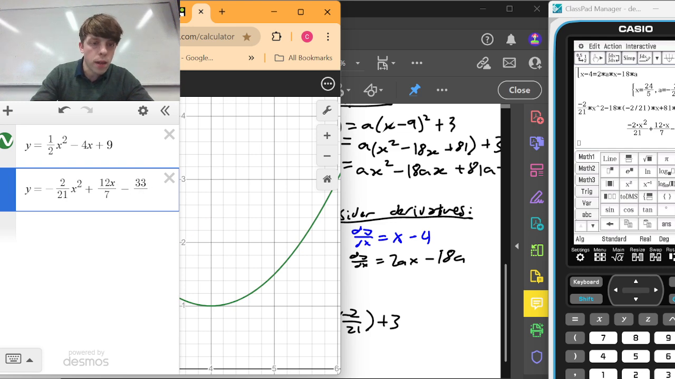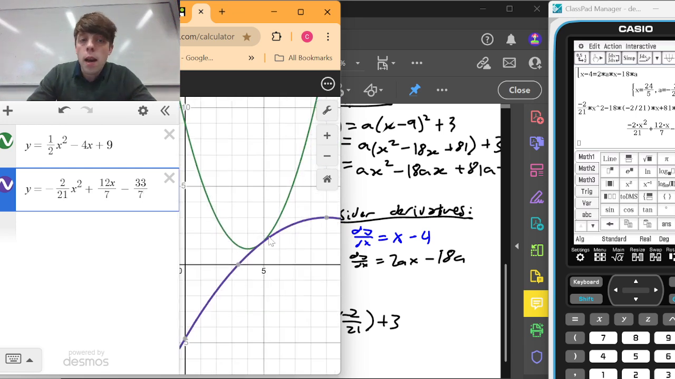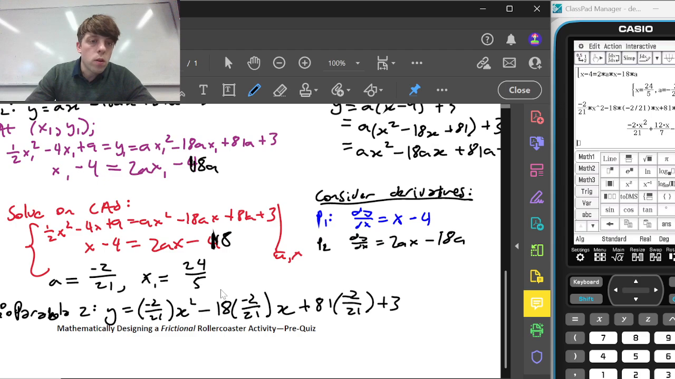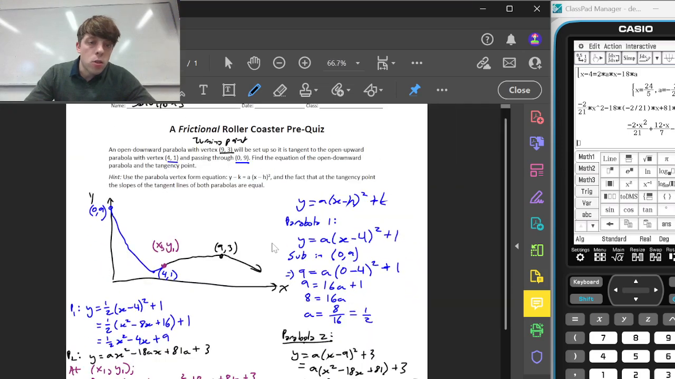So minus 33 over 7. Yep, there we go. So as we can see, the two parabolas are now tangent to one another, smooth and continuous at that coordinate there. And the way you'd find this number is plugging in your x-coordinate that we found was 4.8, which is the same thing as 24 over 5. All right, so that's how you would go about answering this question.